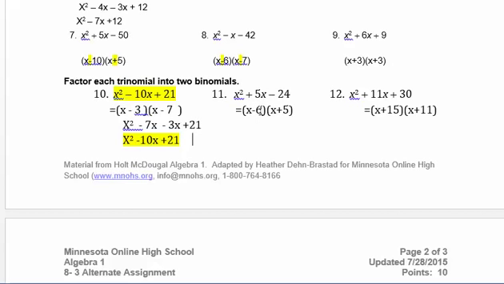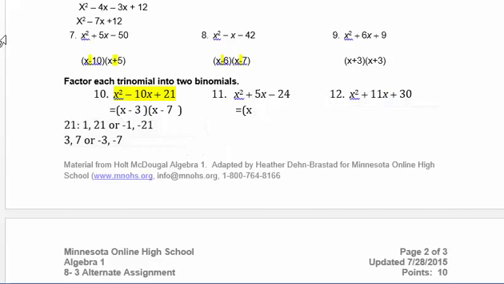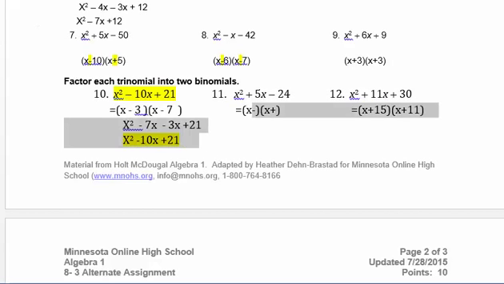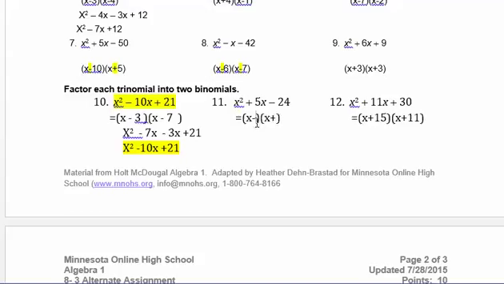So now in number 11, we can't have 6 and 5 because 6 times 5 is 30. It's not 24. We need to find the factors of 24, negative 24, that we can put in here. So what are the factors of 24? 24 is 1 and 24, and we need one of them to be negative. I don't know which one yet, though. So it might be negative 1 and 24.